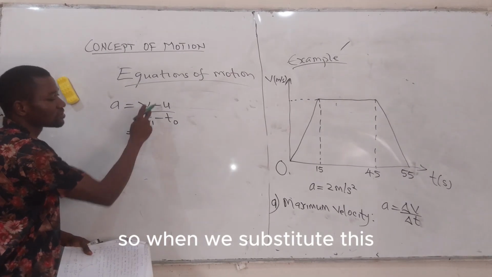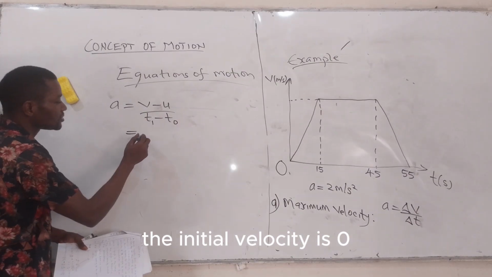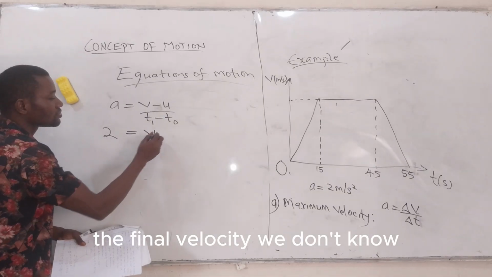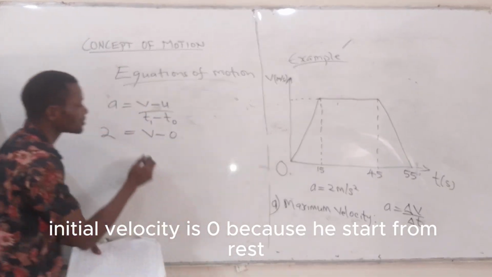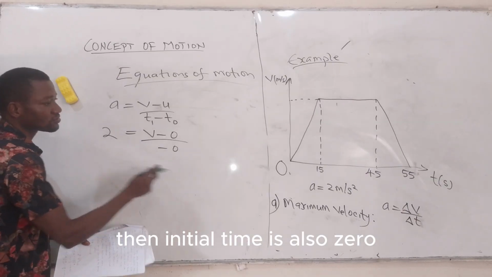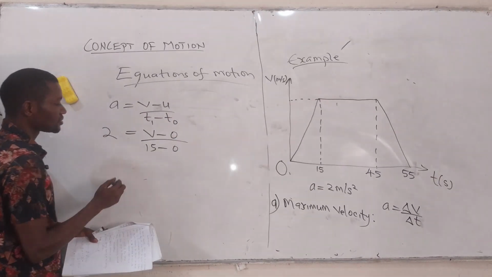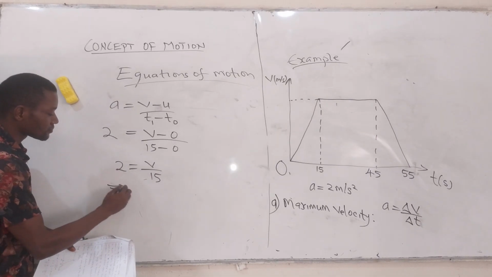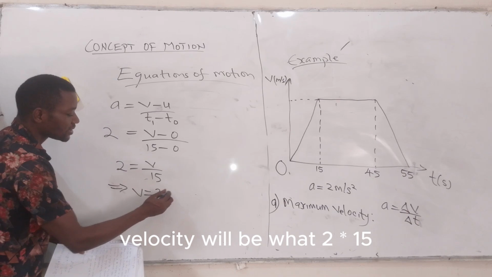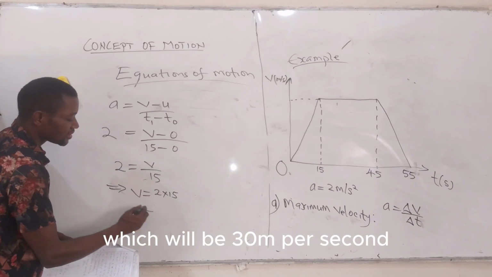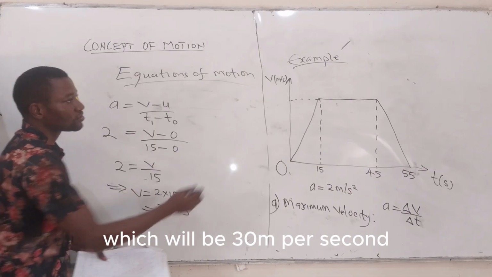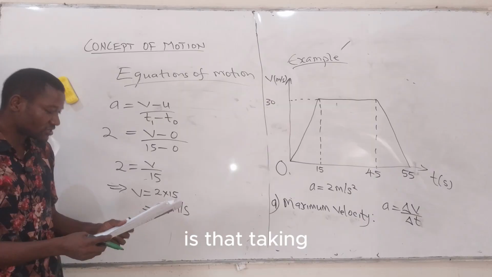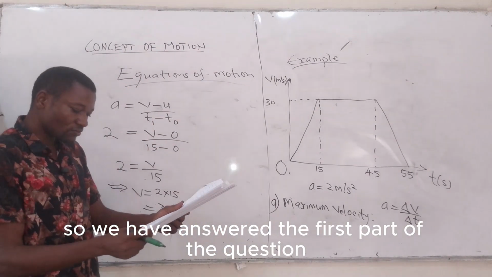So when we substitute this, the initial velocity is 0. We know the acceleration to be 2. The final velocity we don't know. Initial velocity is 0 because it starts from rest. Then initial time is also 0. Move to the other time, 15. So we have 2 = v over 15. If you cross multiply, velocity will be what? 2 times 15, which will be 30 meters per second. So the maximum velocity reached here is 30 meters per second. Is that taken? So we have answered the first part of the question.